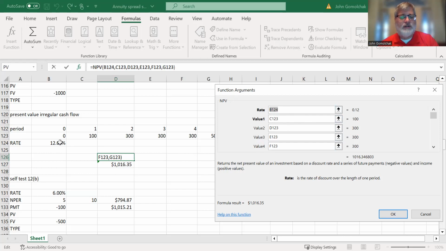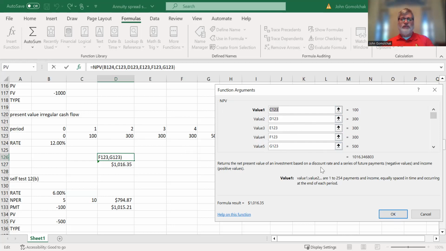So rate is 12%. Value 1 is 100. Value 2 is 200. Value 3 is 300. Value 4 is 300. I have to slide down one more because I have value 5 here, which is going to be the 500. I've just used the cells there.